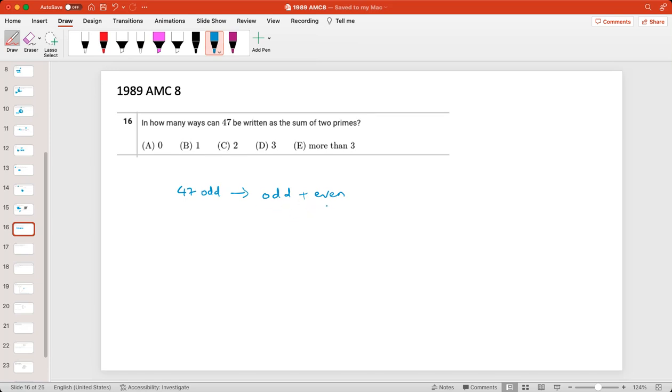So in this case, both of these have to be primes, right? There is only one even prime, which is 2. So this number can be 2 only. So the other number will then become 45, which is not a prime.